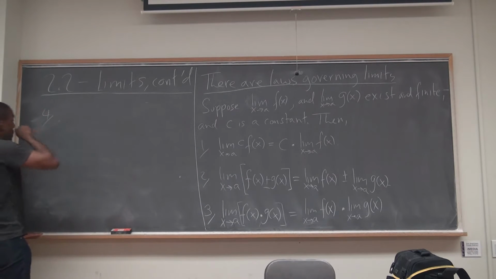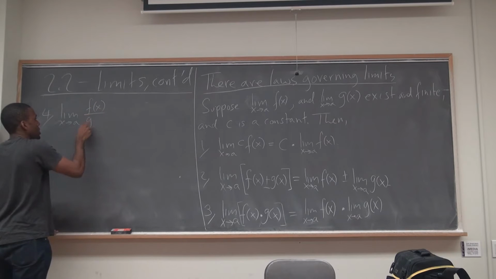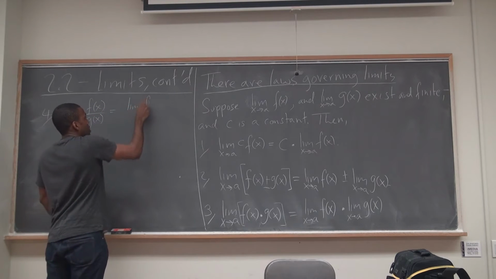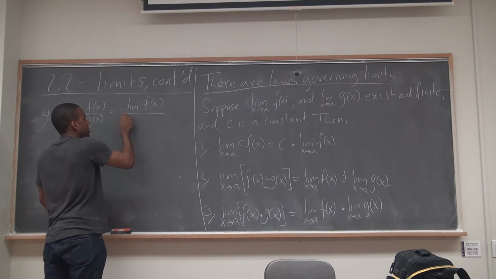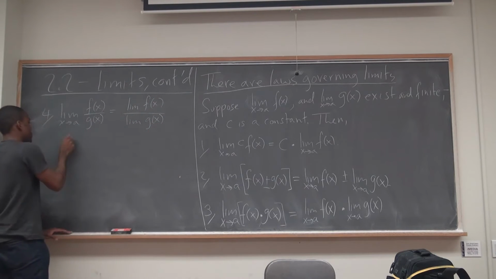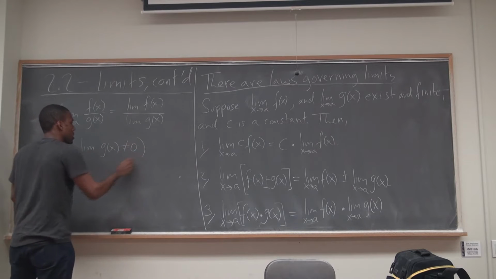Or limits distribute across divisions as well. So if I have f of x over g of x, this is equal to the limit of the f of x divided by the limit of the g of x, if the limit of g of x is non-zero, of course, because you cannot divide by 0.